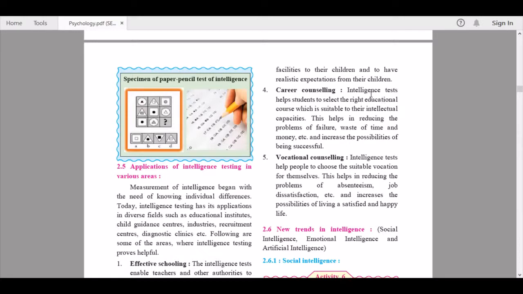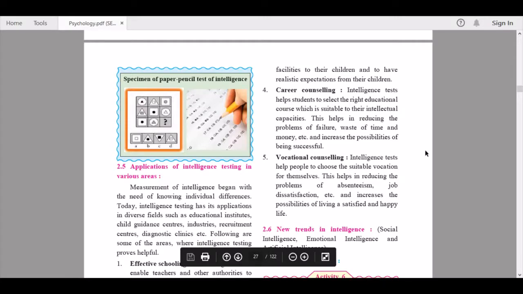Fourth, career counseling. Intelligence tests help students to select the right educational course which is suitable to their intellectual capacities. This helps in reducing the problems of failure, waste of time and money, etc., and increases the possibilities of being successful.